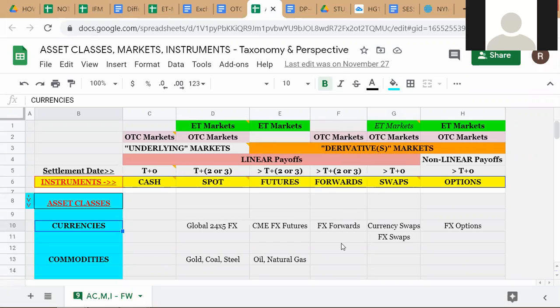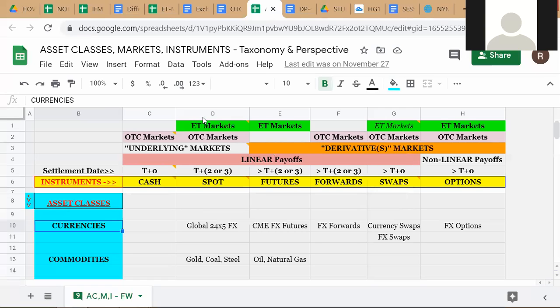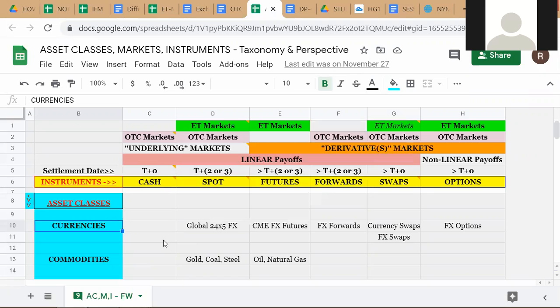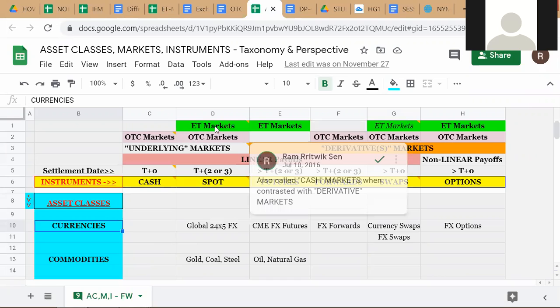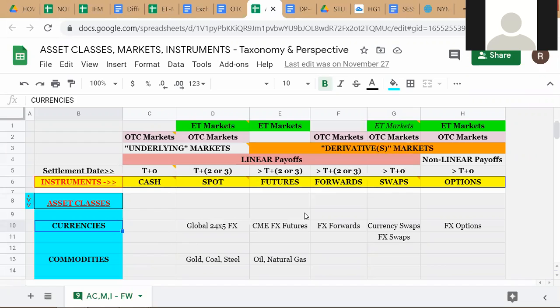So you can learn about this also. Of course, what are OTC markets? What are exchange traded ET markets? And what are the technical differences? We will learn those over the next few sessions. But at least at this point of time, you know that there are these two terms which are referring to two different types of markets. And you can relate this distinction to what you have already learned before: different types of instruments, different types of asset classes. You can connect these by looking at this framework.